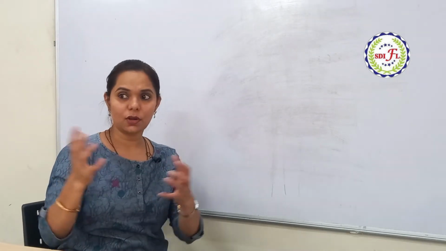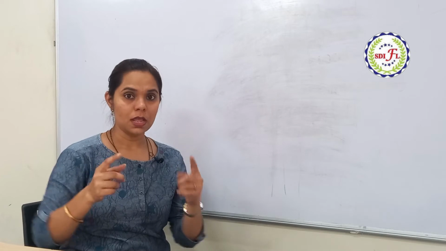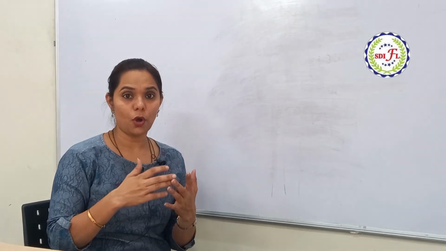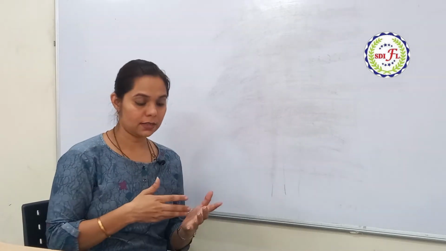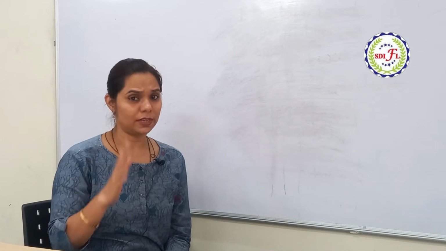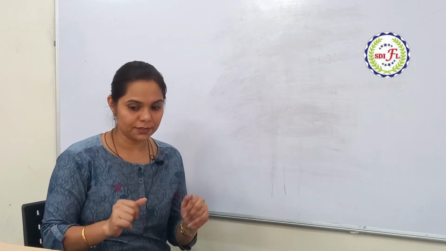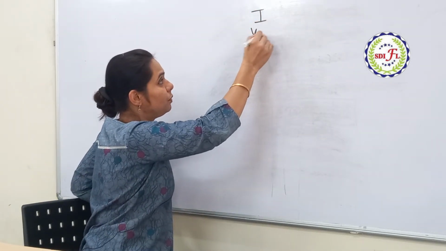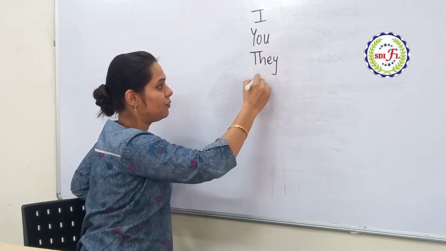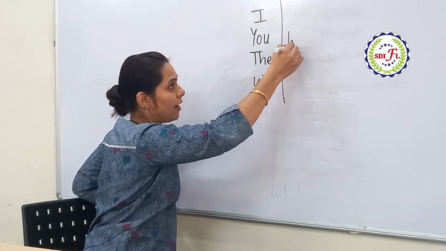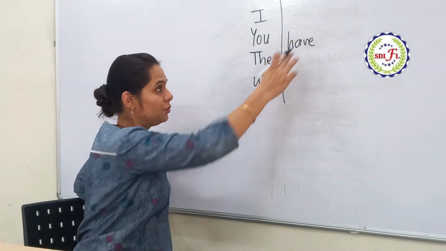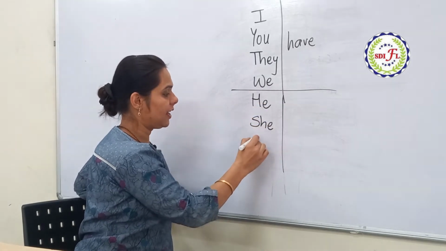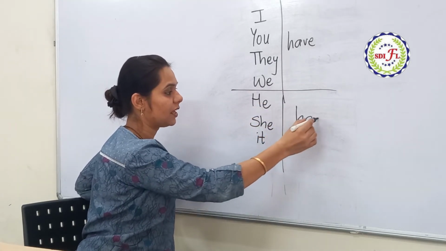Initially, even if you feel that the coordination will be tough for them, remember their VAK model of learning, which is like visual, audio and kinesthetic, is very strong, and at the same time their pictorial memory is also very strong. So don't underestimate these early learners. Let us see how it goes in future then. Then I, you, they and we use have just like we used do, and here with he, she and it we use has for possession.